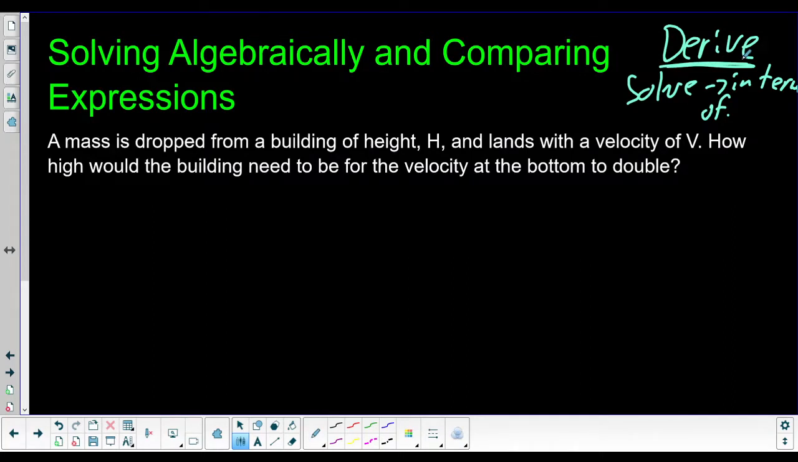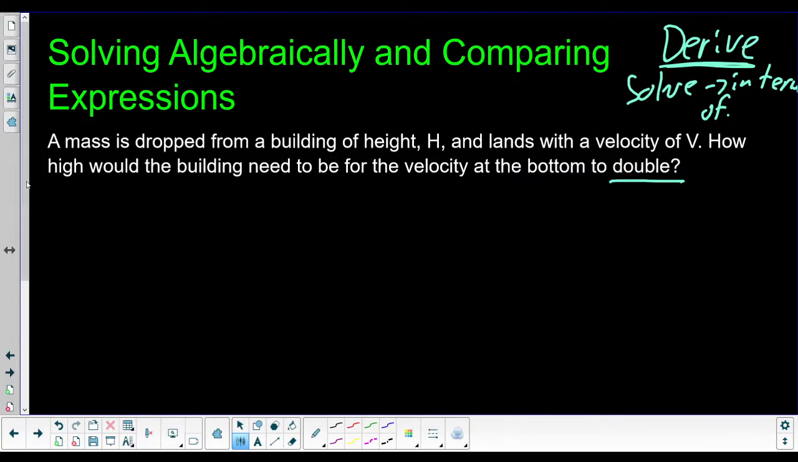But so the question is, a mass is dropped from a building of height h. So we don't really care what the height of the building is. It's some height. It could be 15 feet, it could be 50 feet. And then it lands with a velocity v. So I drop it from somewhere, and it lands going some speed. We don't know what they are, and we're going to see that we don't really care. We can solve the problem without needing specific numbers, but a lot of times that makes students uncomfortable. How high would the building need to be for the velocity at the bottom to double?